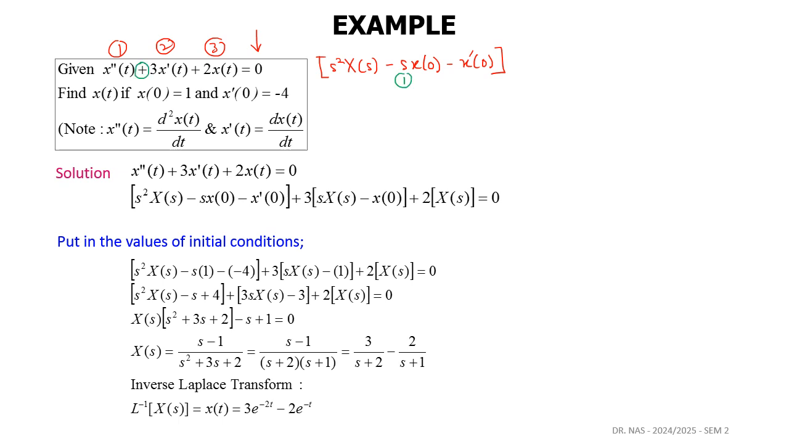and then plus the second component. So plus the second component is x prime. So x prime is to the power of 1. So you have here is 3. So x prime s to the power of 1 Xs minus s to the power of 0 x naught, and then plus the third component.